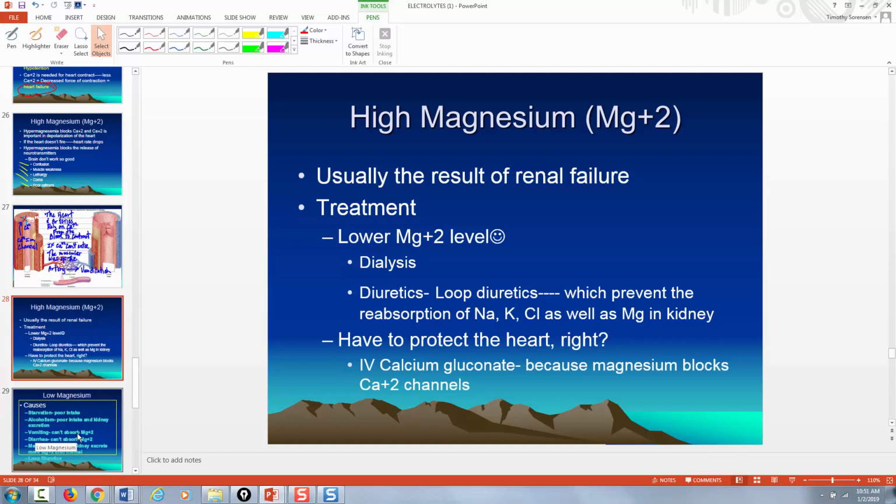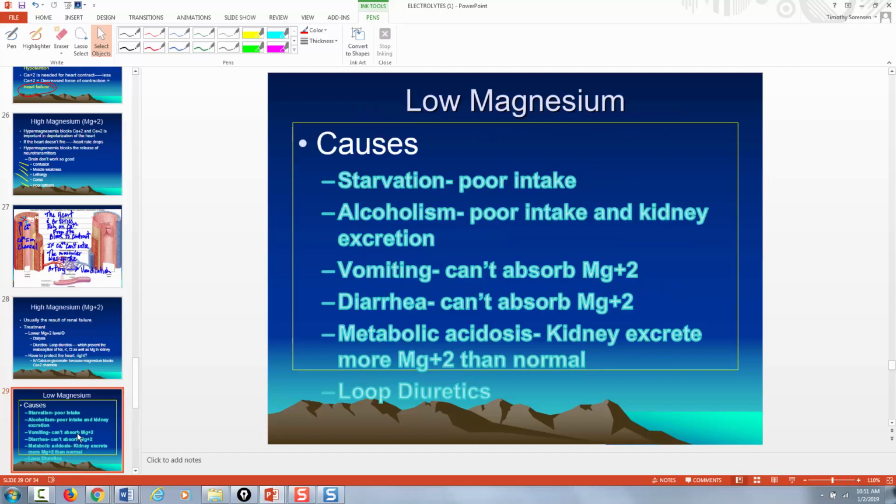Now, I'm willing to give someone extra credit if they're willing to legally change their name to hypermagnesemia. You can email me and let me know, but I'll need to see official documentation. All right. Okay. Low magnesium. There you go.